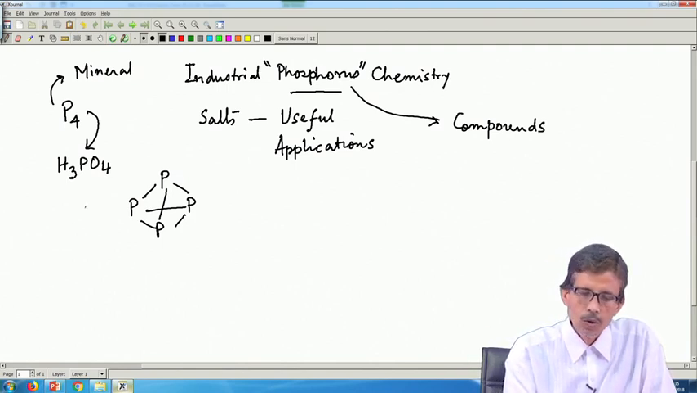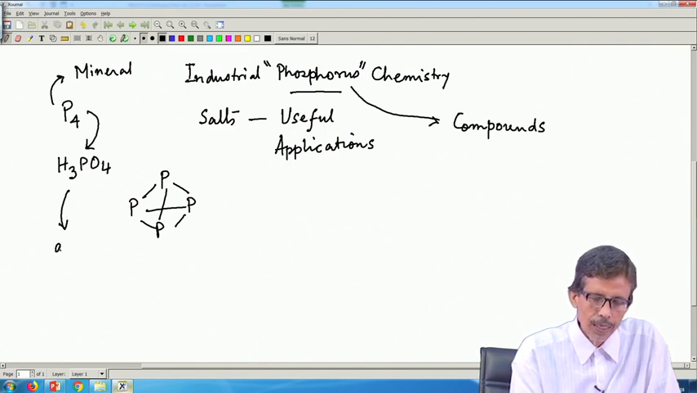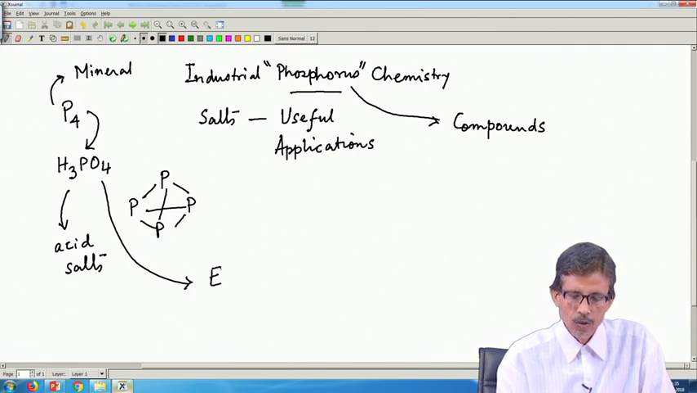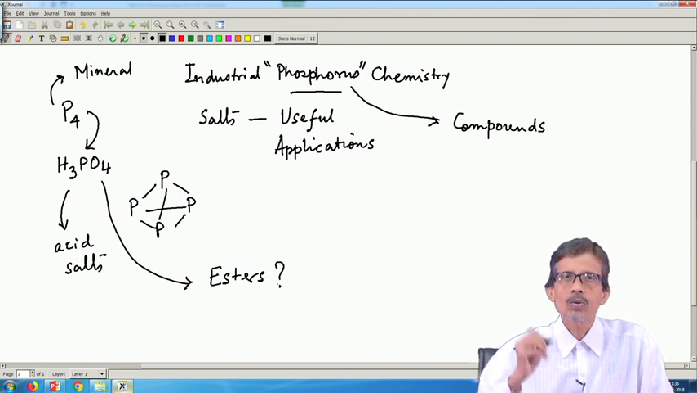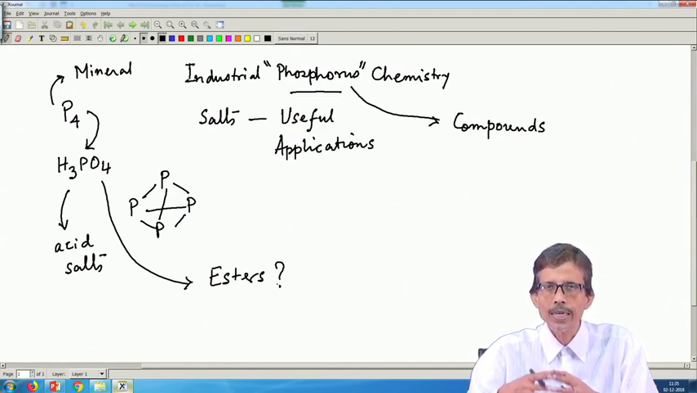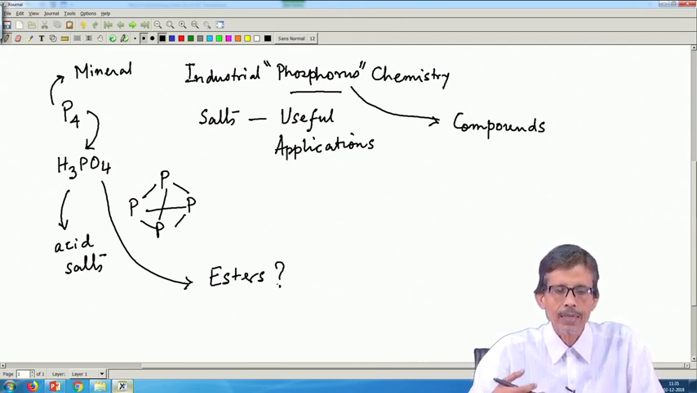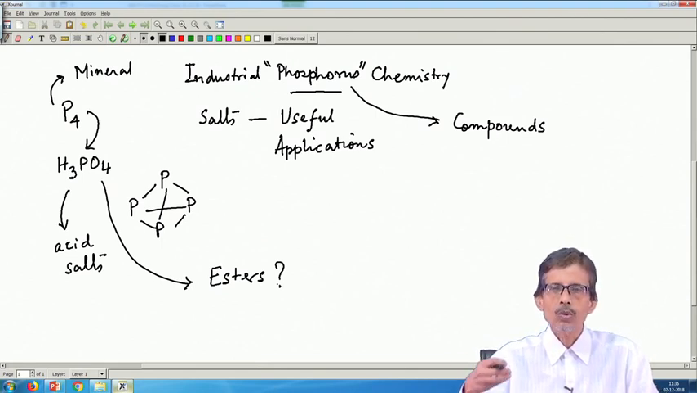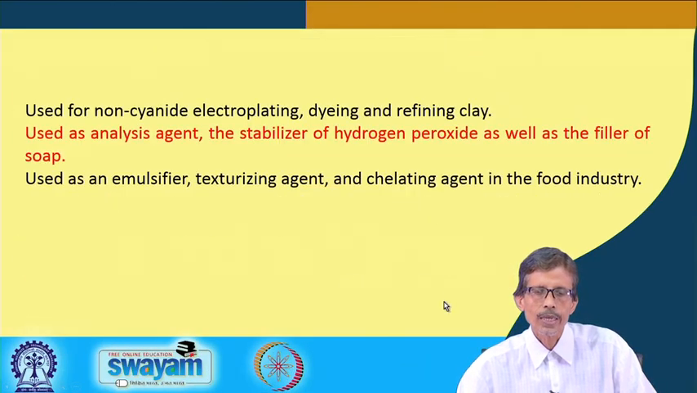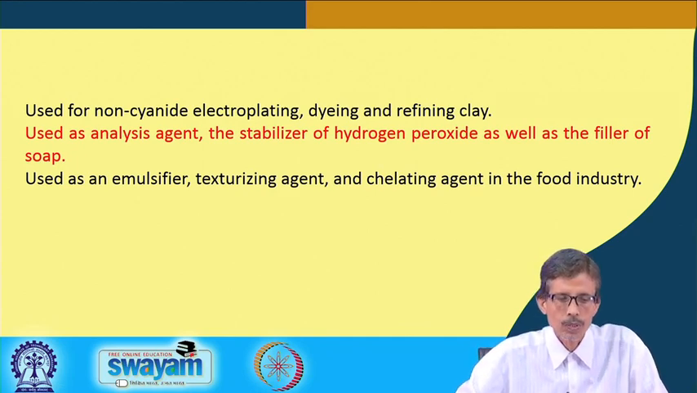So, one such will definitely be the corresponding acid salts. Once we get these acid salts, we will see whether we can get these as the corresponding esters or not. Because from organic chemistry, such as acetic acid, we know how we get the corresponding organic acid esters. Similarly, from the inorganic sources, we can put some organic alcohol to get the esters of all these phosphoric acids. We will see that in terms of the corresponding compounds, some of which are very much useful.